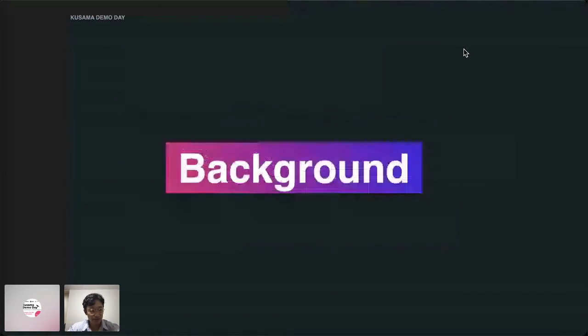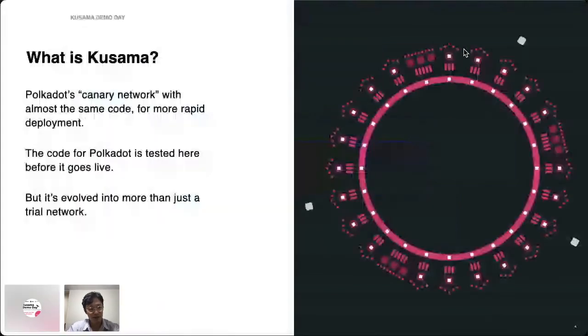So first, with background, right? Obviously, I would like to start, in case people here didn't already know what Kusama was, right? I would just like to say that the surface level answer of what Kusama is, is that it's Polkadot's canary network with basically almost the same code as Polkadot, and that it enables developers to develop and deploy their product a little bit more rapidly compared to what they could otherwise do within the Polkadot ecosystem. And many times the original pitch was that the code for Polkadot is tested here before it goes live within the Kusama network.